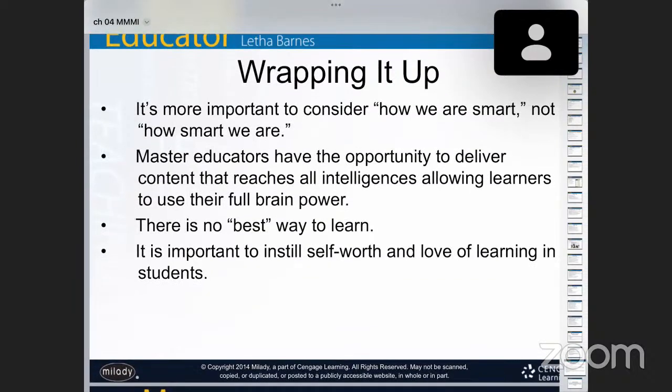Master educators have the opportunity to deliver content that reaches all intelligences, allowing learners to use their full brain power. We're doing it, but we have not put a name to it. And so now we're putting a name to the way that we're teaching and how we're teaching and what we're teaching. And you want those students to have the why questions and the what and the how. We are touching their intelligences as well while they're doing it. It's important to instill self-worth and love of learning in students. You want students to always love to learn.